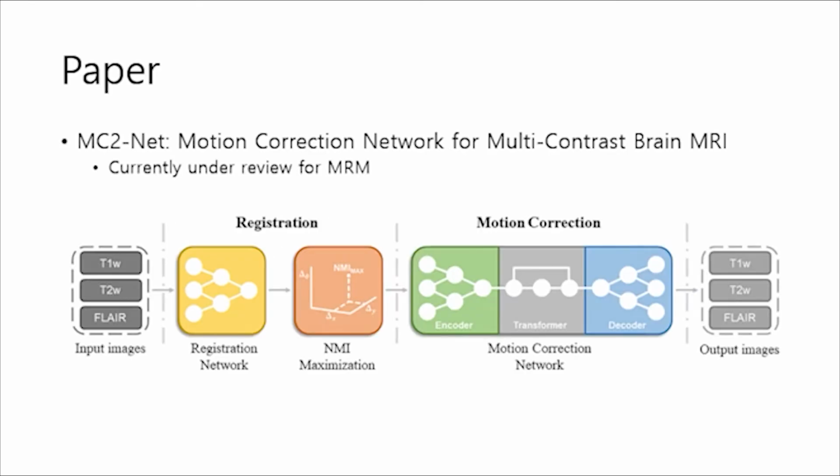The related paper is as follows. The proposed method takes MRI brain images in multiple contrast. The input images are then registered by the registration network and corrected by the motion correction network. This technology utilizes the fact that more than one motion-free image exists among multi-contrast MRI images, enabling efficient motion compensation even on small data. Please refer to the paper for details.